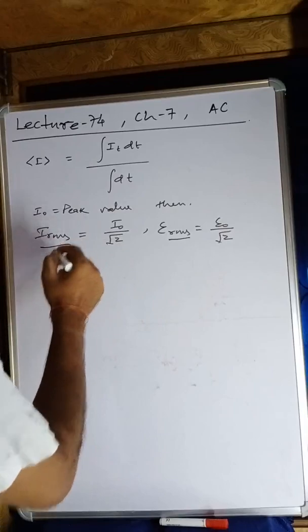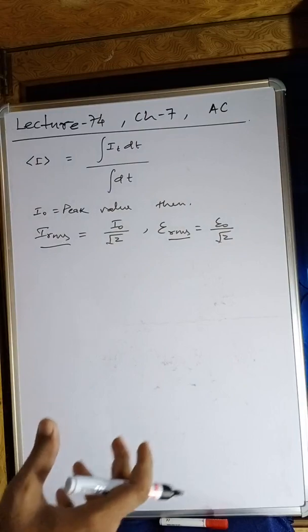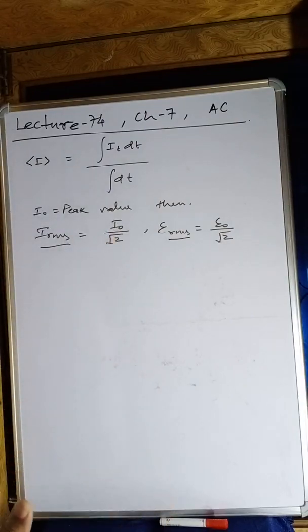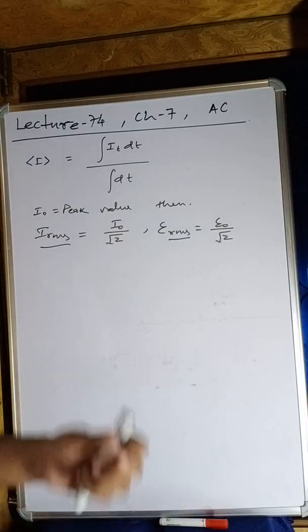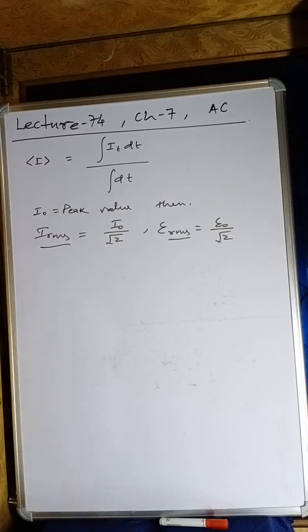One thing I have discussed in lecture, the value we get as a current or the voltage in our household circuit, that is the ERMS. Remember, not the peak value. We don't get the maximum voltage as 220 volt. The maximum value is more than 220 volt. But that is the RMS value we read over the meter. It is established in our household circuit.